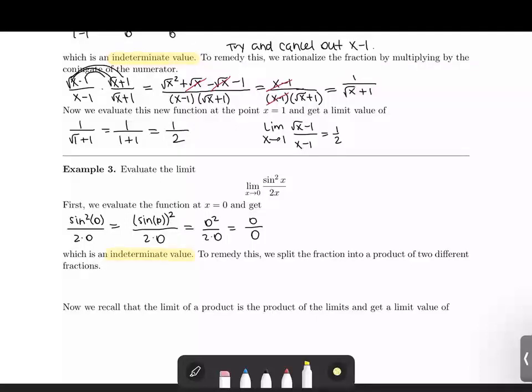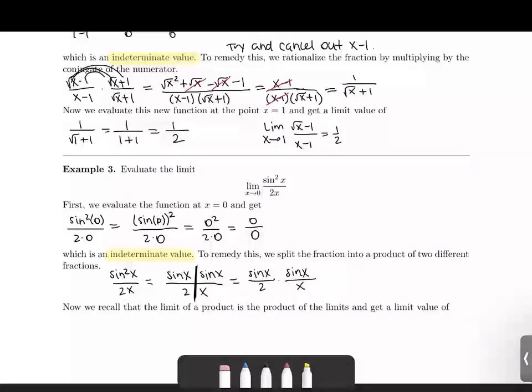We see that we have sine squared on top, and remember that anything squared is just multiplied by itself. So we're just going to split this apart. Sine squared x over 2x is really the same thing as sine of x times sine of x over 2 times x. I'm going to split this fraction right down the middle, and I can do that because we're just multiplying two different fractions together. I can only split it apart like this if I don't have any addition or subtraction, just multiplication and division. So I split this into two different fractions.